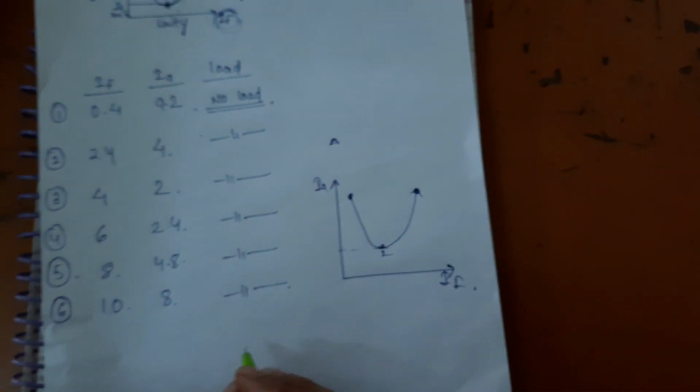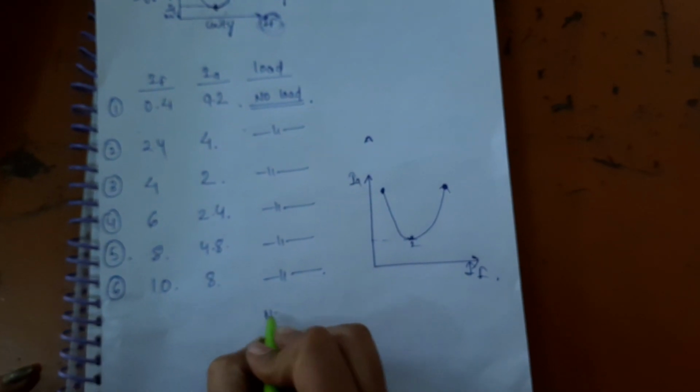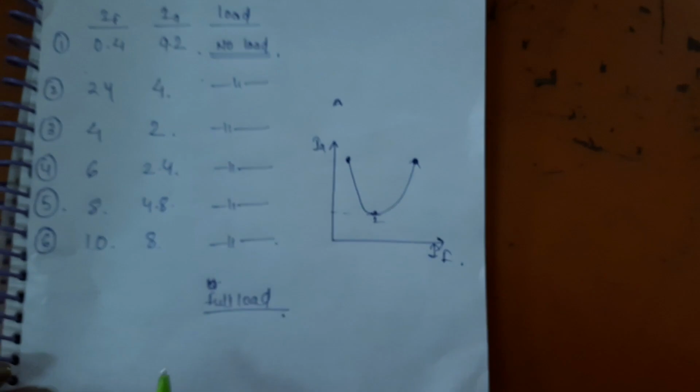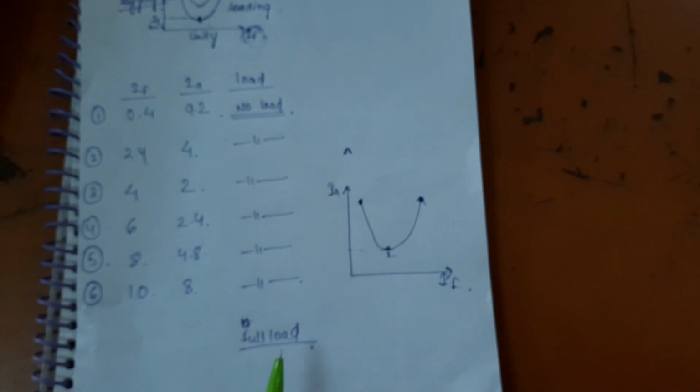Now we are going to vary the load. We are taking it at full load. I am going to switch on the lamp load. See, we switch on the lamp load. Now at that load, we are going to check the armature current by varying the field current. Again, we are going to do the same.